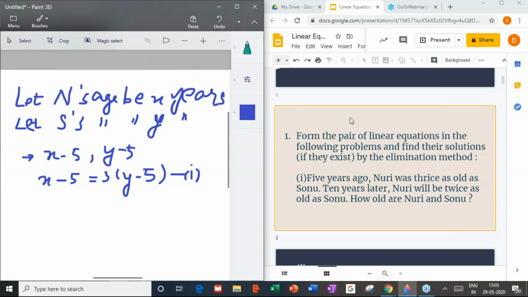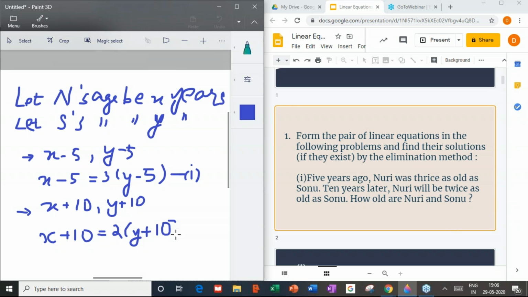Okay. And now what does the second sentence say? The second sentence is 10 years later. So 10 years later, they are counting from now, the present. 10 years later, what will be their ages? x is the present age, so it will be x plus 10. And Sonu's age will be y plus 10. So what is the condition they are saying? 10 years later, Noori will be twice as old as Sonu. So Noori is x plus 10, which is going to be twice as old as Sonu, which is y plus 10. Right? So there you go. We've got our two equations.